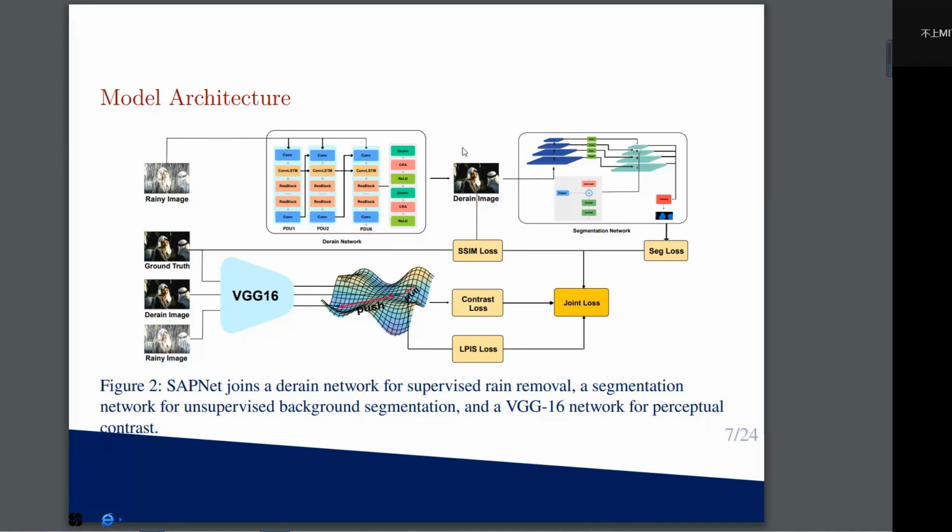After that, the derained image will enter the segmentation network to compute the unsupervised semantic segmentation loss. After that, the ground truth image, the derained image, and the rainy image will join with each other in the VGG network to calculate the perceptual contrast loss and the learned perceptual image similarity loss. Finally, all these 4 losses are combined into the joint loss for the deraining network to update during training.